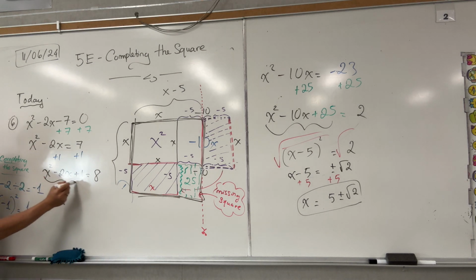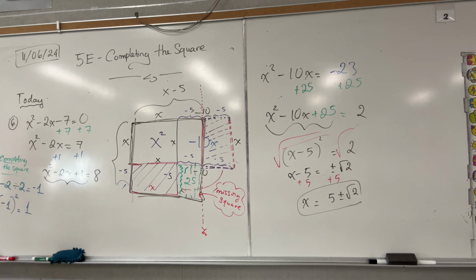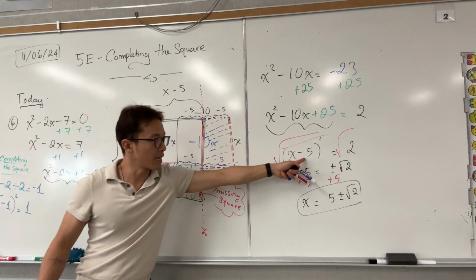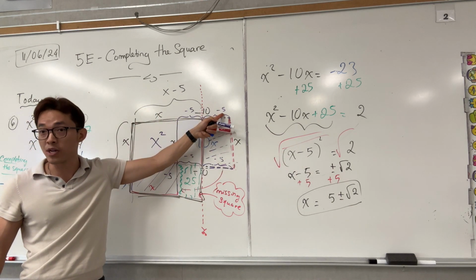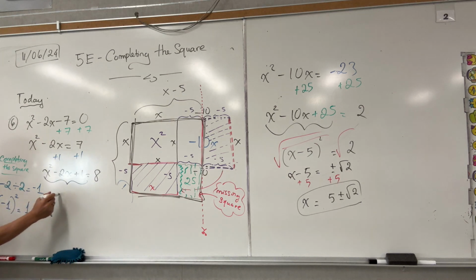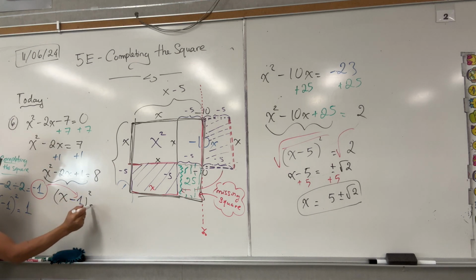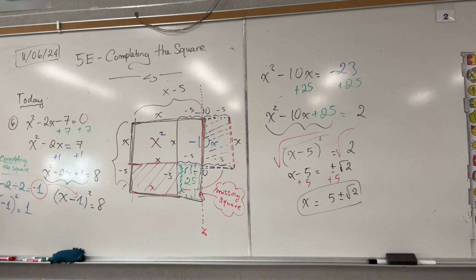But here's the thing. What does this become? It's going to become x and then half of this. Negative 1 is half of the middle number, right? So it's going to be x minus 1. Whatever you divide by 2, that's the number you're going to put in here. So x minus 1 squared equal to 8. And then we're done. Because you know how to solve it already.